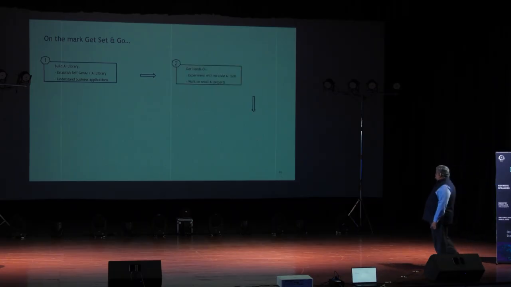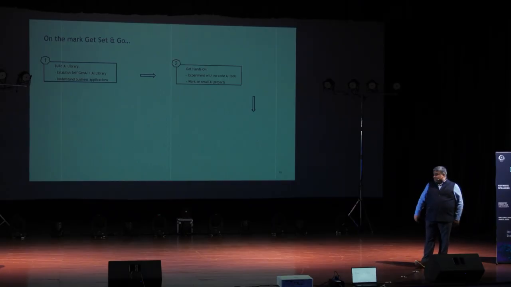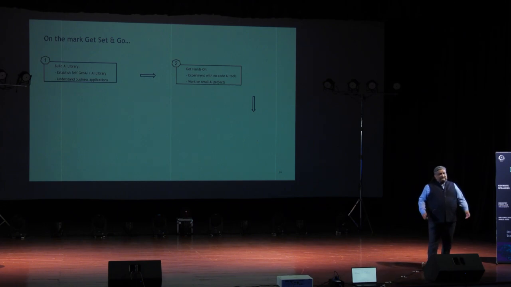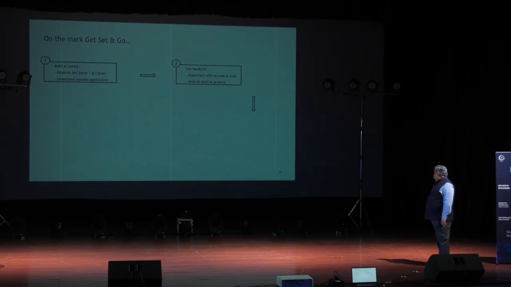Second, get hands-on. Experiment with no-code AI tools. You have some time, you have the opportunity to interact with so many people. Experiment. Work on small AI projects. N8N, a very good platform. Use it. Create agentic AI, a small agent on it, no code. It does not take anything, but it will elevate your level of understanding.